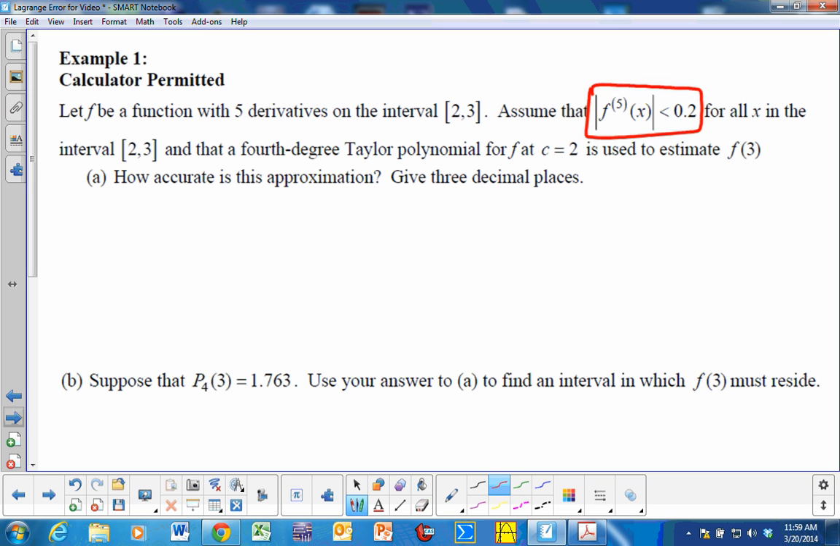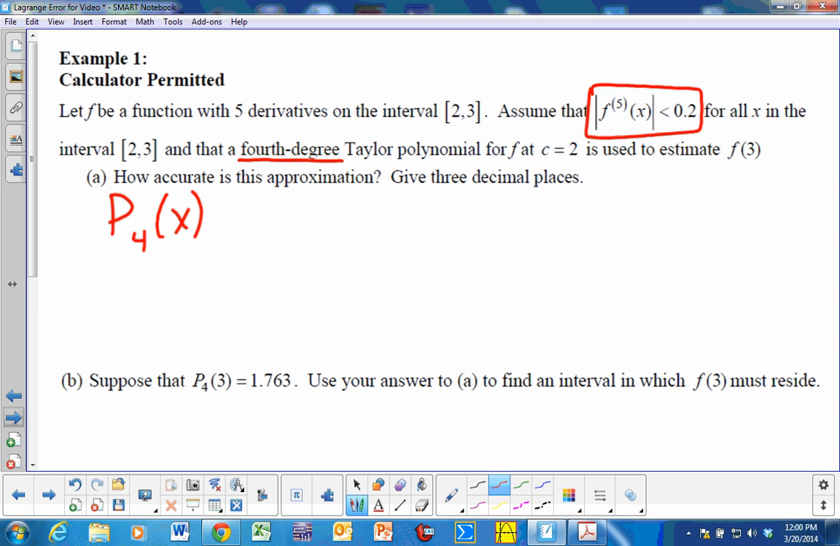And so we're going to use a fourth degree Taylor polynomial. Fourth degree means that we're going to do P4 of x. Sometimes you'll see T for Taylor, but I tend to always use P. So we're using the fourth degree Taylor polynomial around the center c equals 2 to estimate this function. We don't know what the function is. We just know that we're trying to figure out the function value at 3, and we're going to use this polynomial to give an estimate of the answer.